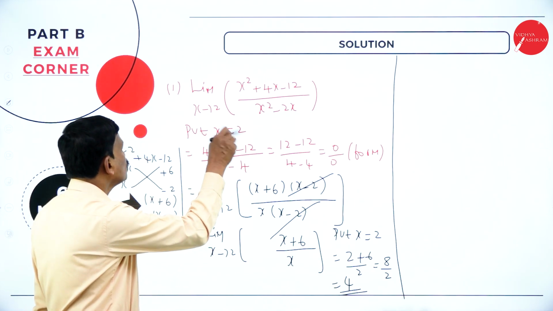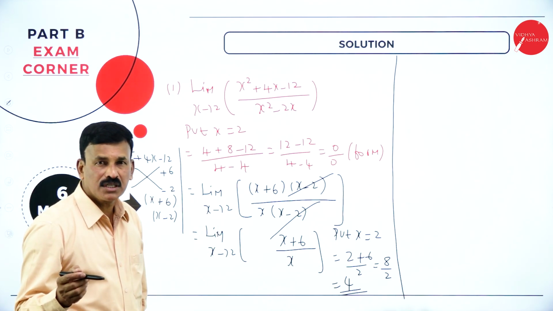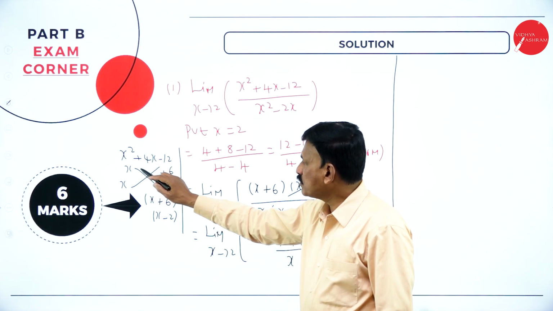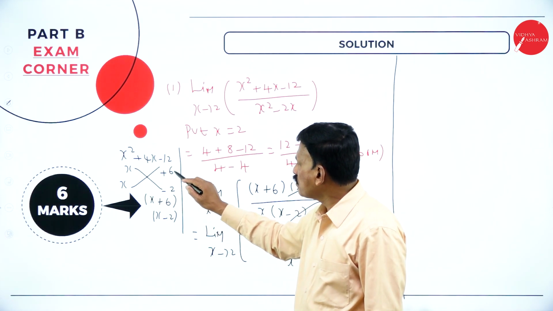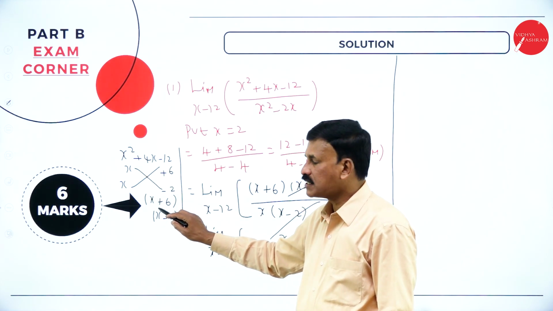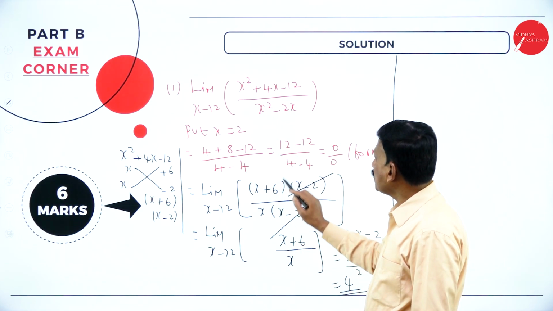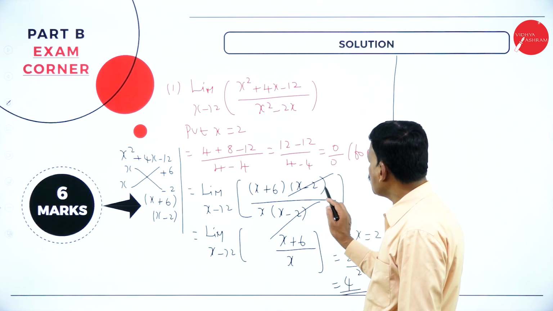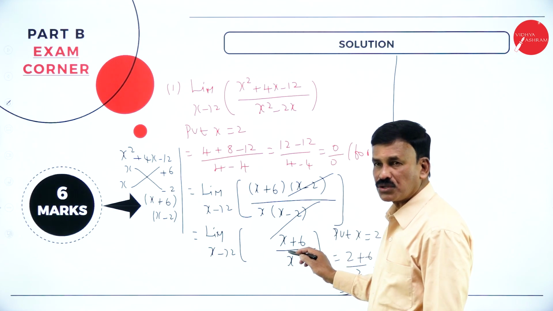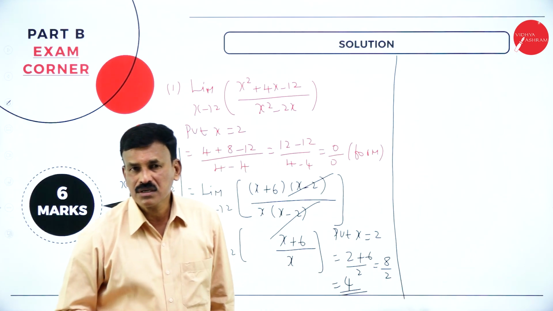What is the problem given? By putting x is equal to 2, you will get 0 by 0, which is an indeterminate form. Now factorize the numerator. x square plus 4x minus 12 can be written as x into x is x square, 6 twos are 12, plus into minus is minus 12, plus 6x minus 2x is plus 4x. Therefore the factors are x plus 6 into x minus 2. In the denominator we can take x common factor, x minus 2 gets cancelled, leaving x plus 6 divided by x. Put x is equal to 2, you will get 2 plus 6 divided by 2, 8 by 2 is equal to 4, which is the simplified answer.